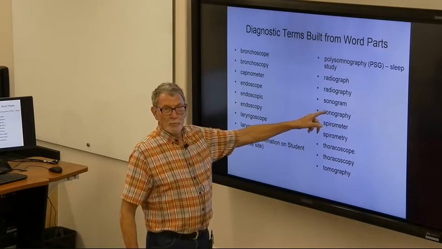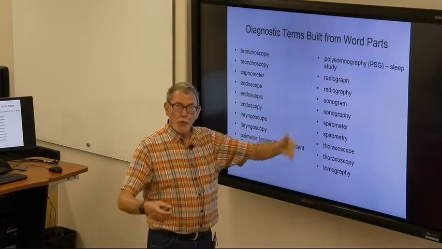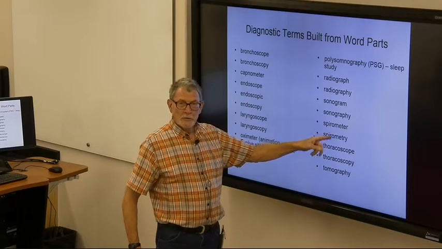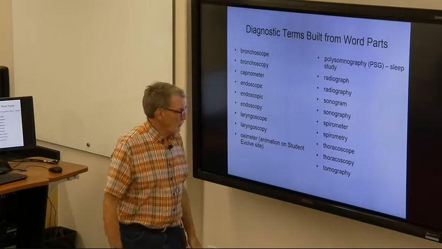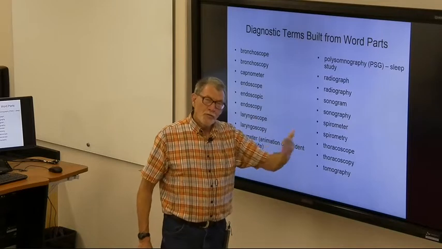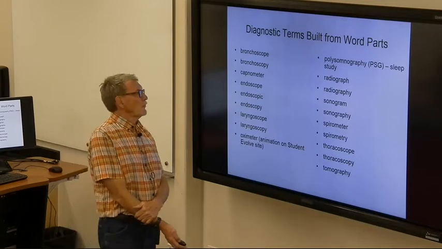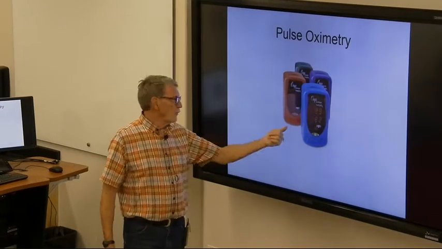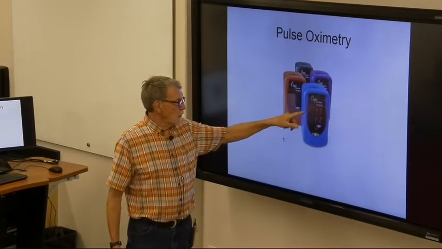Sonogram. This is the ultrasound machine. Sonography is the process of producing the graph that you can look at. Spirometer is the actual machine you blow into, and the field is spirometry. Thoracoscope, looking in the chest. Tomography, using the slice method to look at your internal body parts. Pulse oximetry. You can get these at Walgreens for $19.99 now, and they're actually pretty accurate. Gives you your pulse, and it gives you your oxygen saturation.